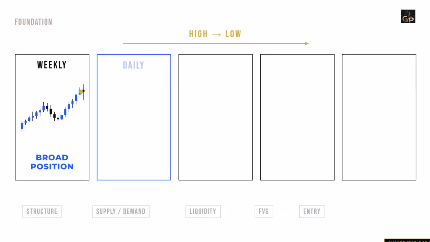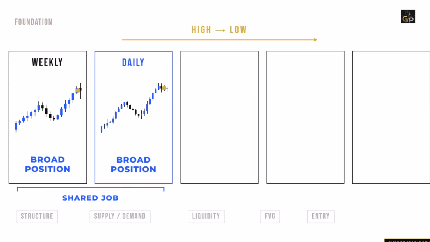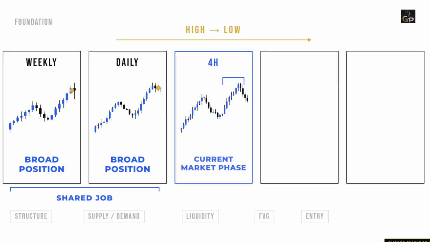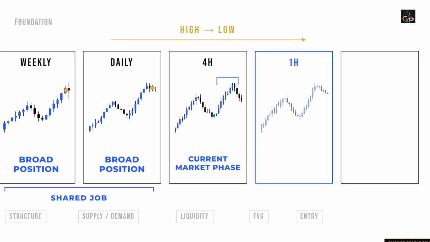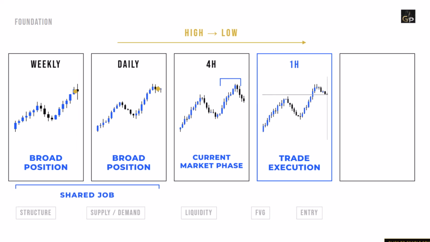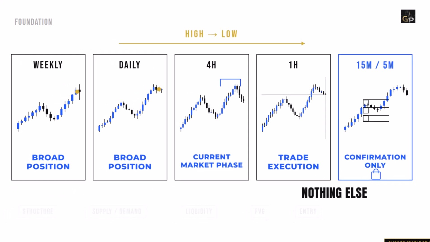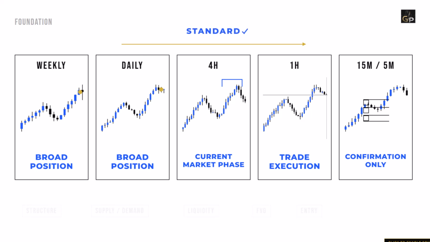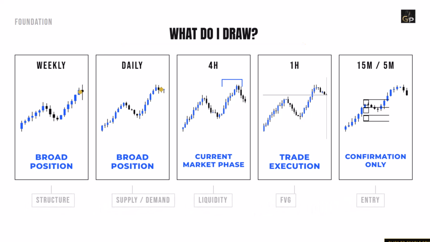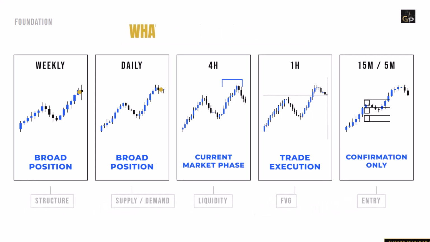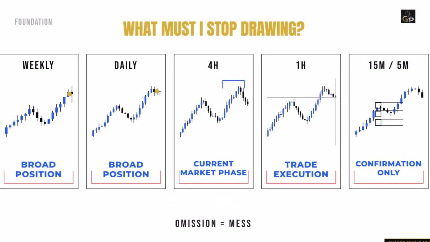The weekly and daily tell you where price is in the broader picture. The 4-hour tells you what the market is currently doing. The 1-hour is where the trade gets taken. The 15 and 5-minute exist for confirmation and nothing else. That much is standard, and almost everyone knows it. The concept was never the problem. What nobody specifies is what you should stop doing on each of those charts. And that omission is where the mess comes from.